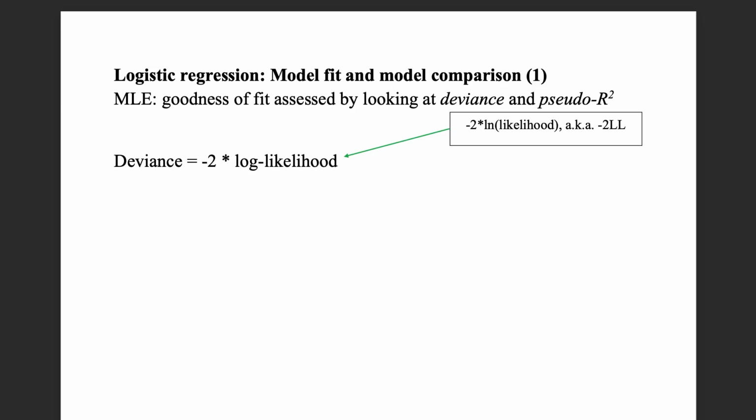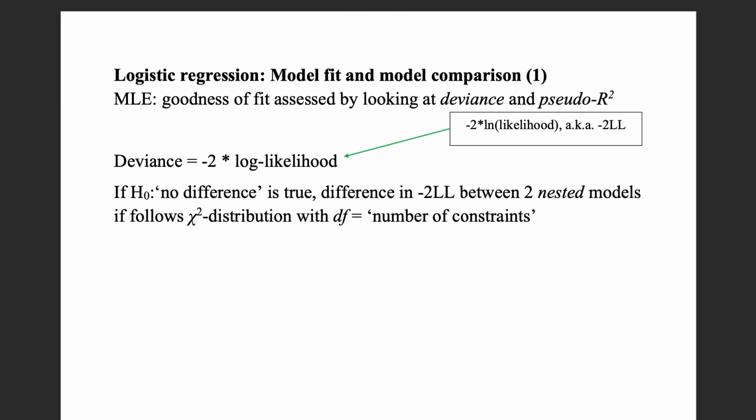So you could say the higher the likelihood is, the better your model fits. Well, if you take a negative transformation of that, so the deviance, then that indicates, well, how bad our model is, right? So -2 times the log of the likelihood. This is sometimes shortened to -2LL because it's very, very common to work with that.